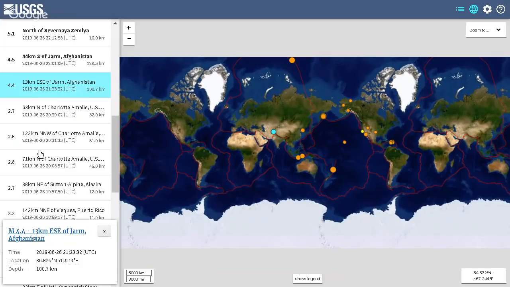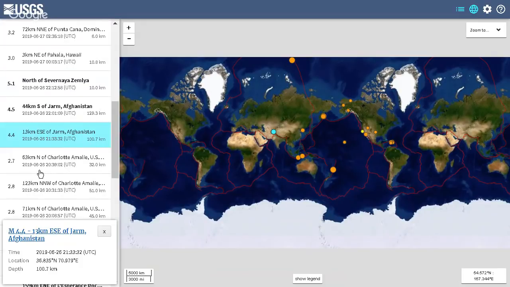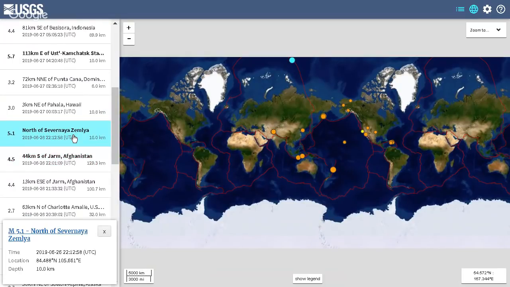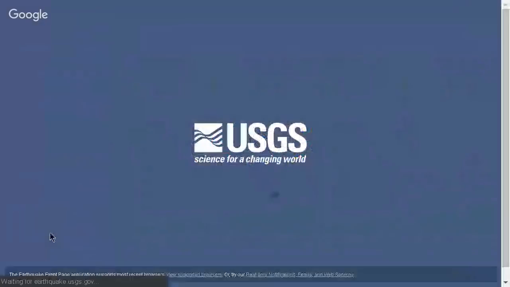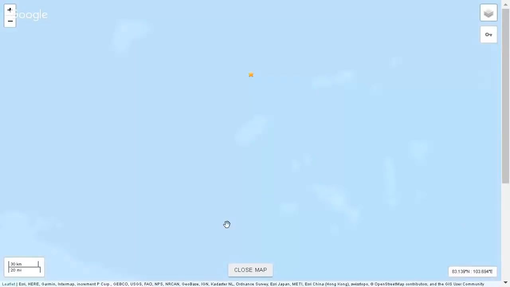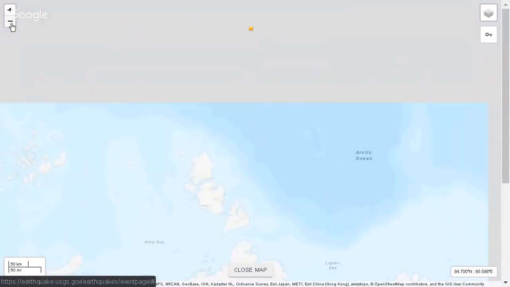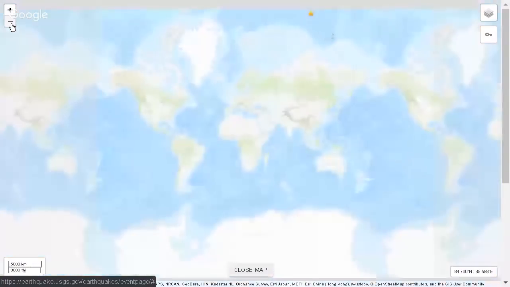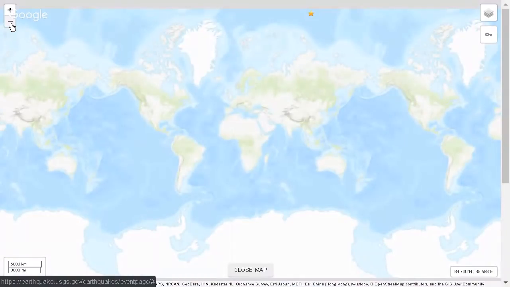We're seeing deep quakes at Afghanistan. If you're located there, expect a 5 magnitude quake at the surface, as these last 2 are over 100 kilometers depth. Here's a 5.1 practically at the North Pole. Check that out. That is not one you see every day, folks. Let me zoom out on this. Yeah. That's about as far north as it gets.